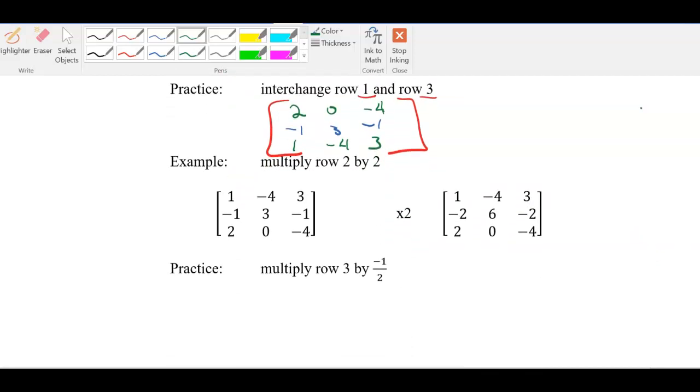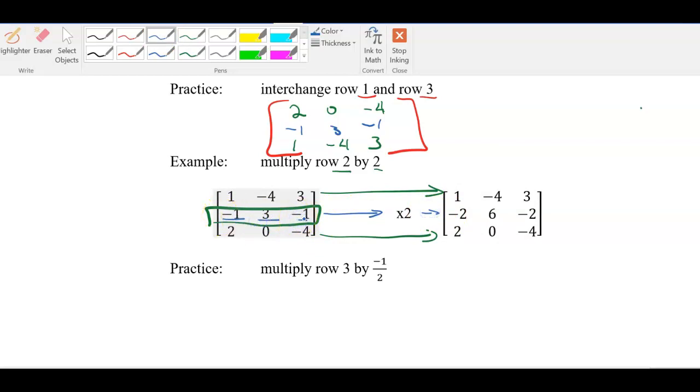Okay, we can multiply any row by a number. That includes a negative. All right, so I want to multiply row 2 by 2. That just means I take every element in row 2 and multiply it by 2. So row 1 stays the same. We do not change it. Row 3 stays the same. We do not change it. Row 2, we multiply by 2. That's how we get the -2, 6, -2.